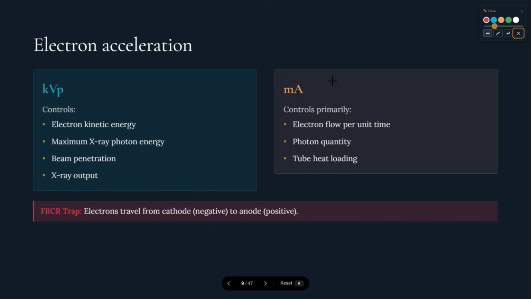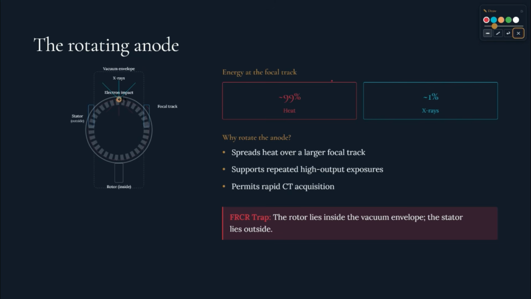Now looking at the anode with the tungsten focal track, because of rotation, the heat is dissipated over a larger area of the focal track. Remember, this outside peripheral part is blackened to help the heat dissipation and heat transfer, because we want to get the heat out of the machine.